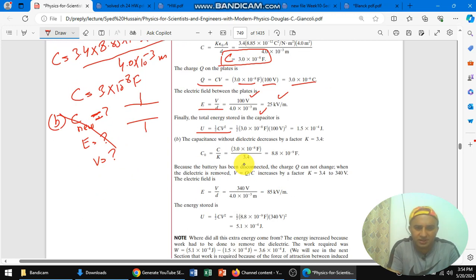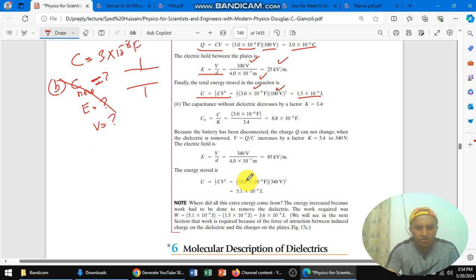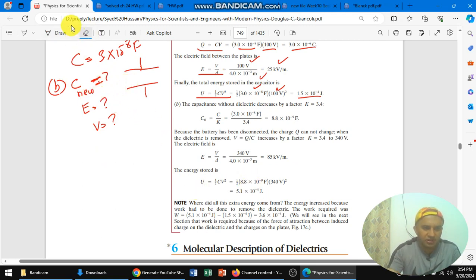the electric field intensity E. Now the energy stored is half CV square, so the value of C we already found, and V is 100 volts, and we take the square and we get the value of the potential energy. So we again apply the same formulas for B. For part B we have to find the new capacitance, the new electric field intensity, and the energy stored in the capacitor U.